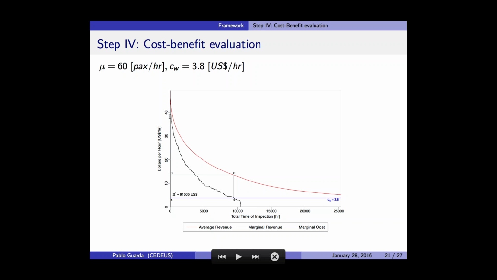Then the marginal revenue curve is decreasing as the total time of inspection increases. This is because at the beginning, the heuristic allocates the time of the ticket inspector at the most productive bus stops, where the evasion rates are higher and where the impact of the ticket inspector is higher. So the profits are going to be higher. But then the heuristic starts to allocate the ticket inspector at bus stops that are not very productive, and the marginal revenues, which are given as the product between the marginal productivity and the bus fare, naturally decrease.